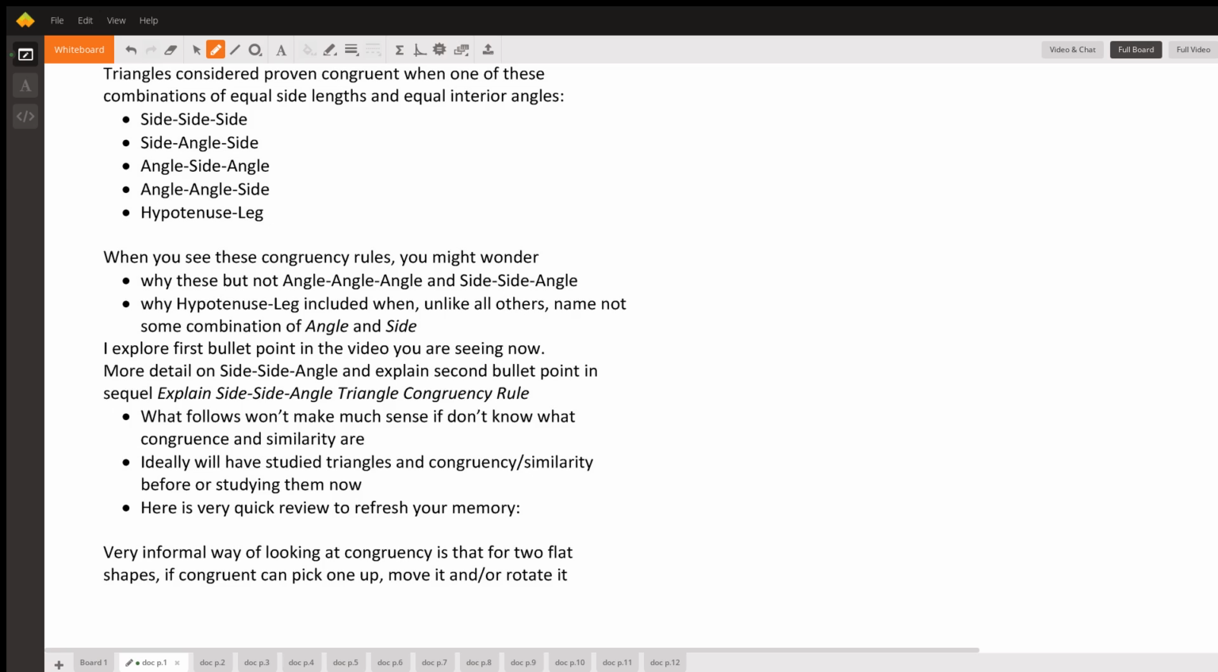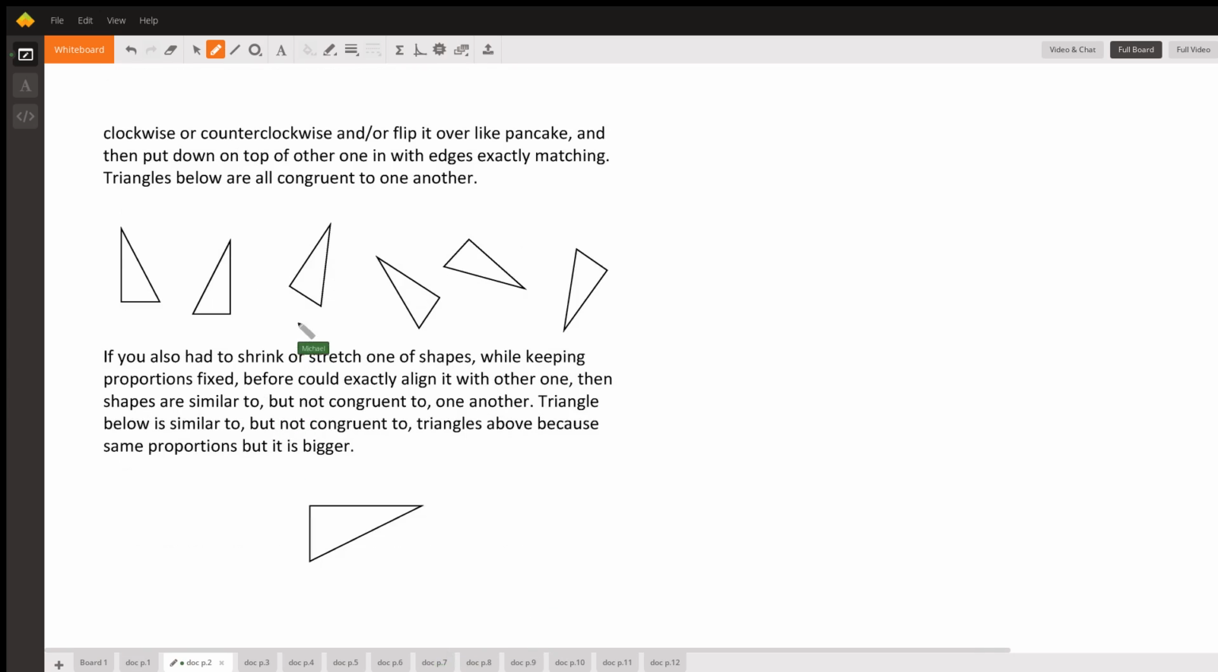A very informal way of looking at congruency is that for two flat shapes, if they're congruent, you could pick one up, move it and/or rotate it, turn it clockwise or counterclockwise, if need be even flip it over like a pancake, and then put it down on top of the other one, and the edges would exactly match. So these are all congruent to one another.